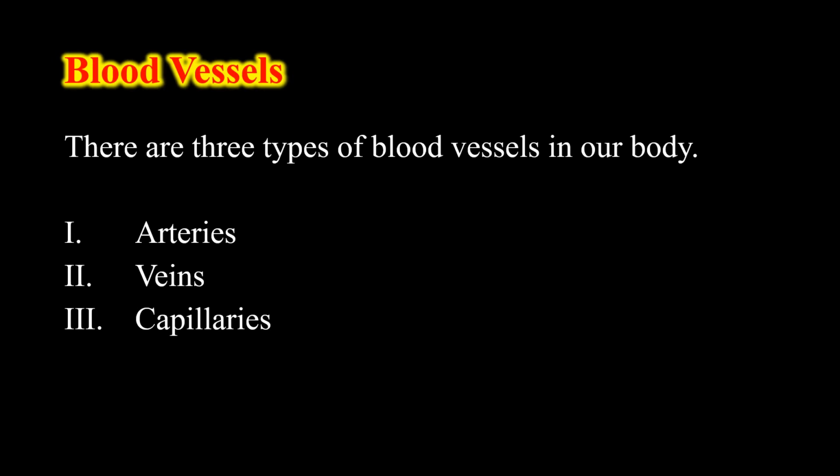What is a blood vessel? Blood vessels are thin tubes in which blood flows from one part of our body to another part. And there are three main types of blood vessels in our body. First is artery, second is vein, and third is capillaries. So let us understand these three types of blood vessels in detail.